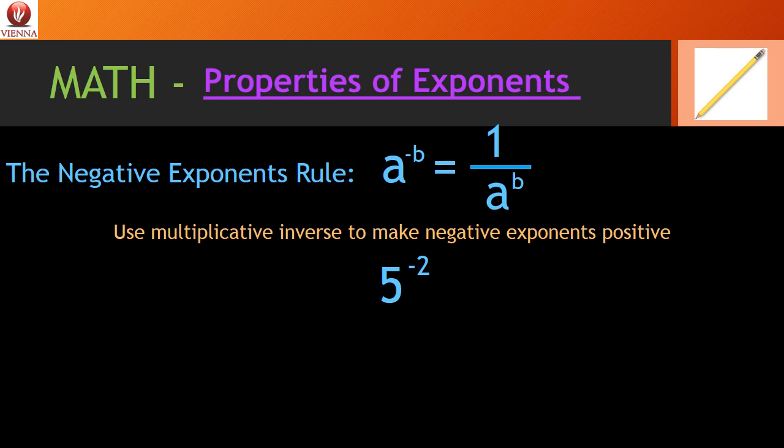So again, what you do is 5 to the power of negative 2 is the same as 5 to the power of negative 2 over 1. Inverse these and change it to a positive.